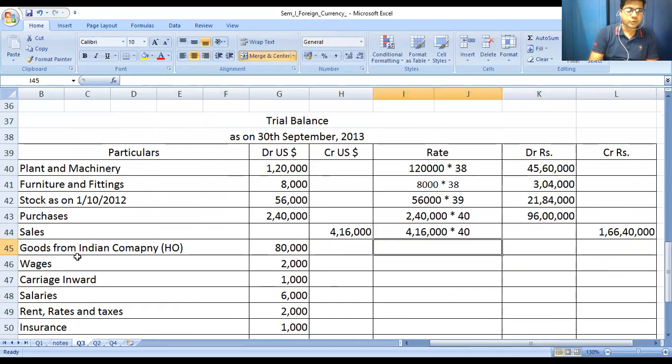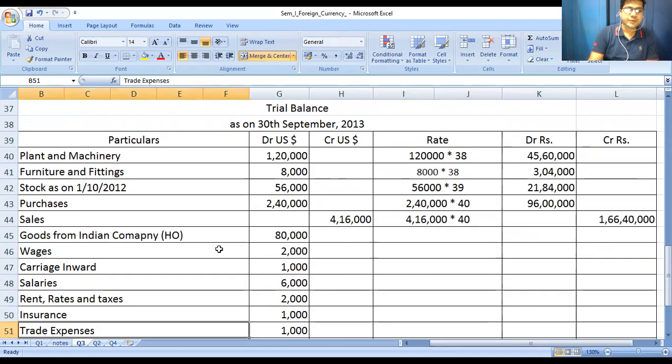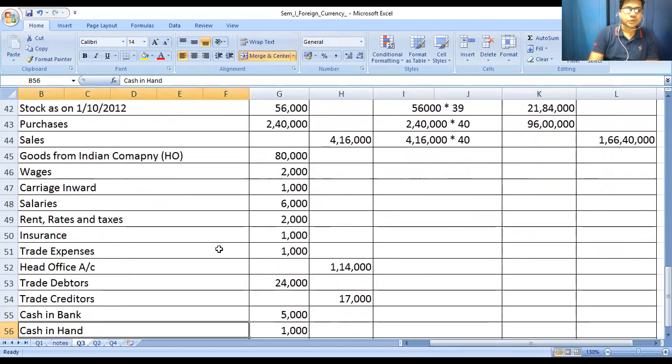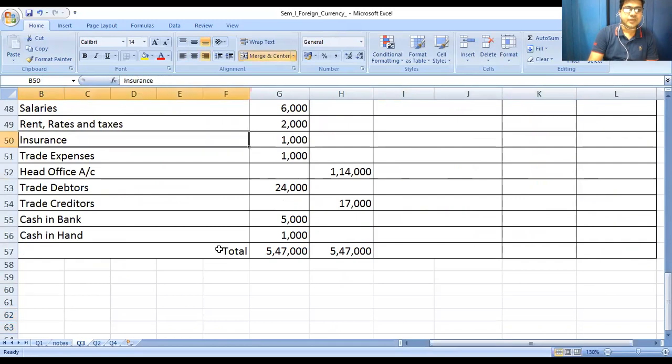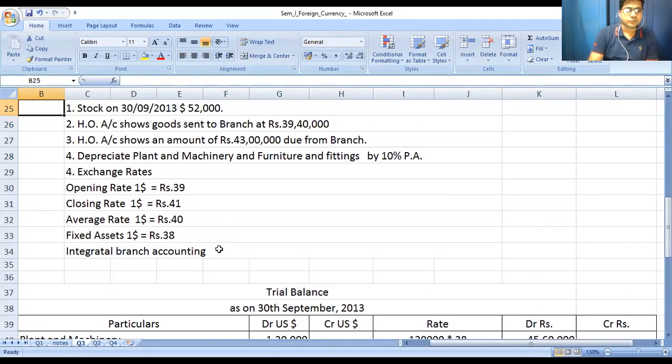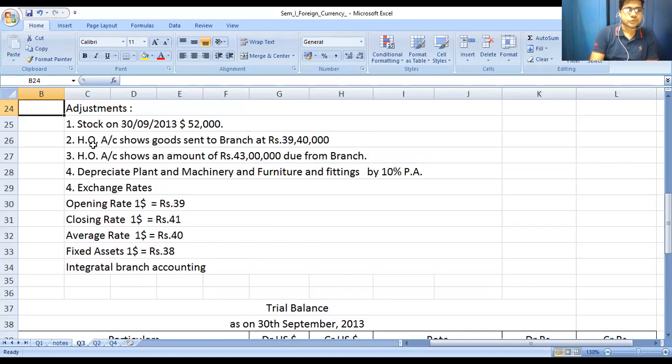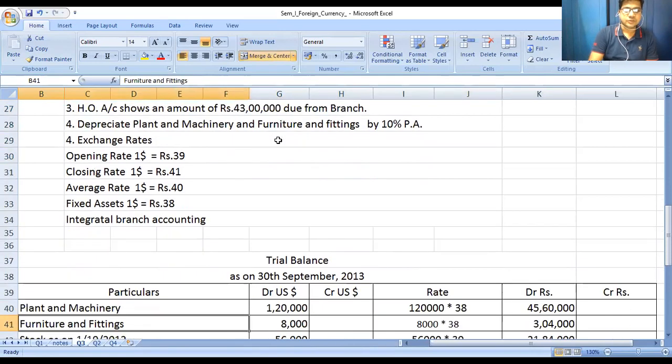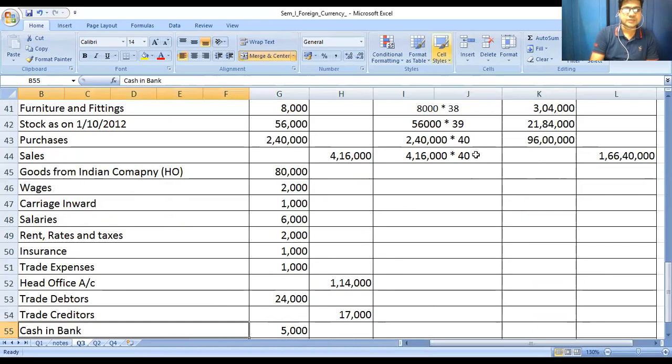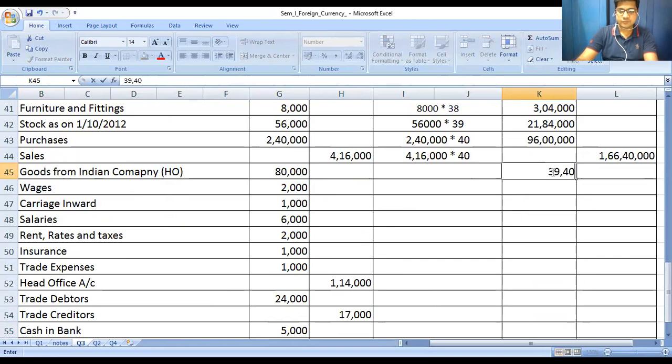Next, goods from Indian company head office, 80,000 US dollar. Now there is no rate; the direct amount is mentioned in our adjustment. If you see the adjustment, they have provided the amount. Head office account shows the goods sent to branch at rupees 39 lakh 40,000. This amount in rupees we have to put here.